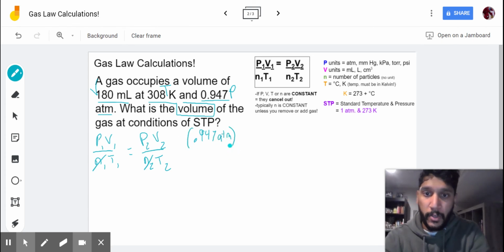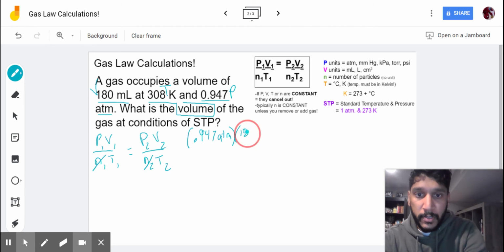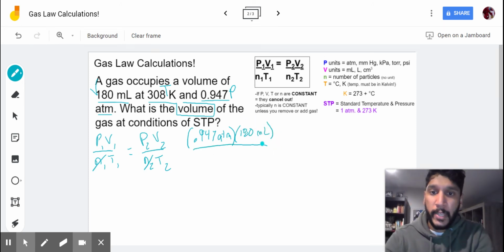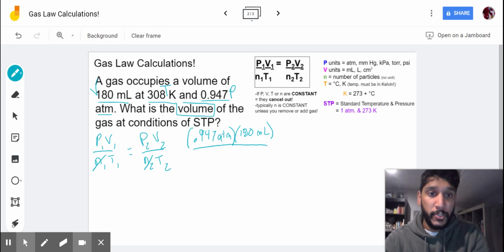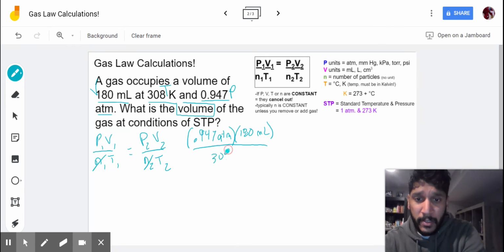And my initial volume is 180 milliliters. And temperature, 308 Kelvin. Do we have to add that 273? No, we don't, right? So it's already in Kelvin. We don't have to add it again. That's already added in for us.